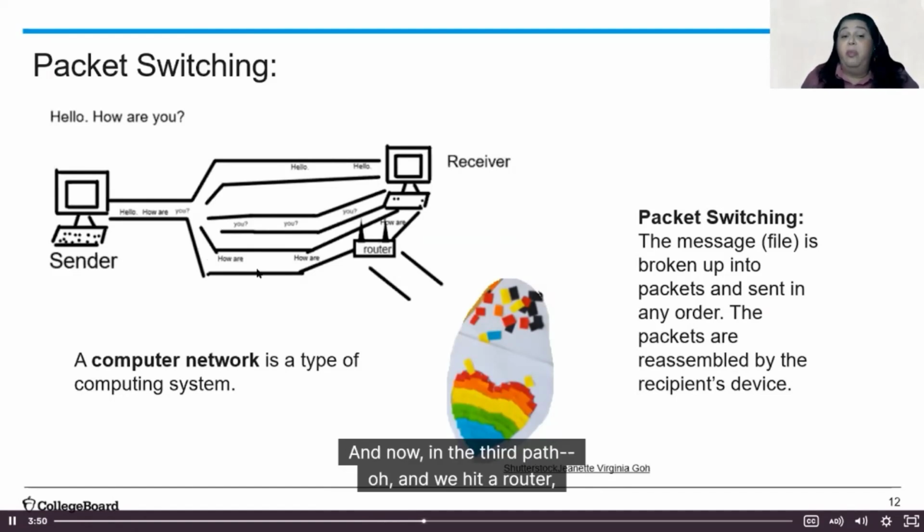And down in the third path, oh, and we hit a router, by the way, we've got the words, how are you? And it's interesting because this router actually helps with what we call packet switching. It takes that packet, it's like, oh, where are you going? And it kind of guides it along the route that it needs to take to get to its receiver.